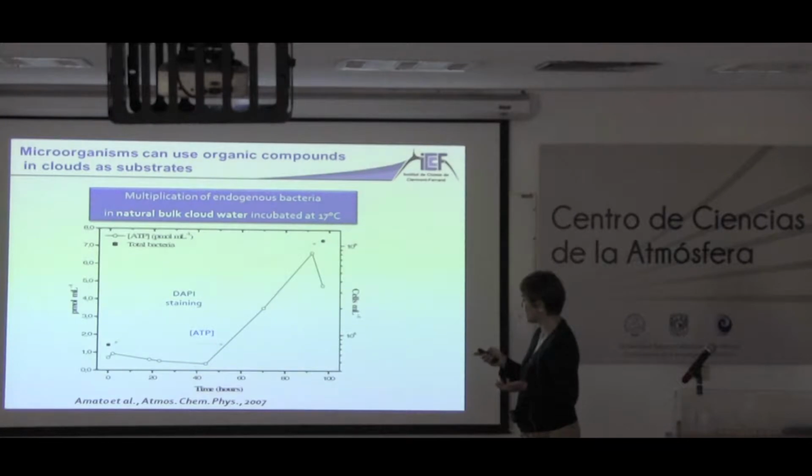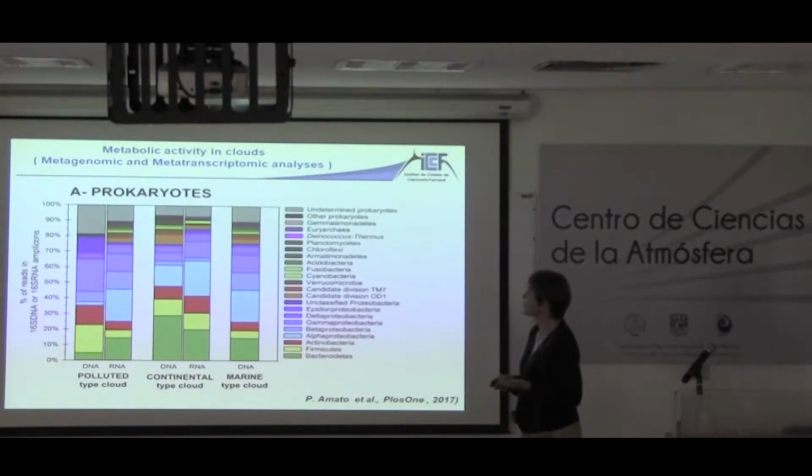Now we have confirmation of this activity in clouds, thanks to a more recent approach, which is the analysis of the DNA and the RNA in the clouds. Maybe it's complicated for people who are not biologists, but before, we were studying bacteria and fungi that were growing on a specific substrate, and this represents only 1% of the whole microorganism population. Now we can use metagenomics or metatranscriptomics analysis. It means you take the cloud water, you extract everything which is inside, all the DNA, all the RNA, and you sequence it, and then you analyze it.